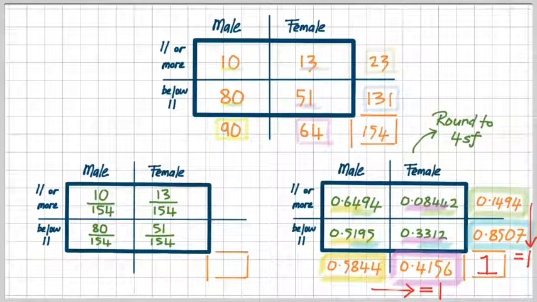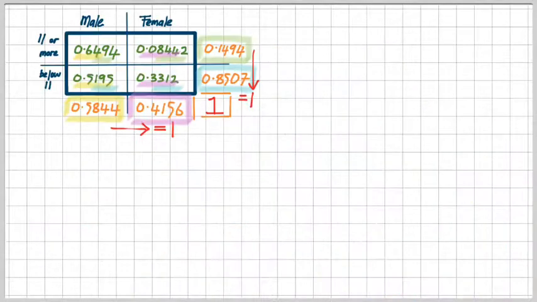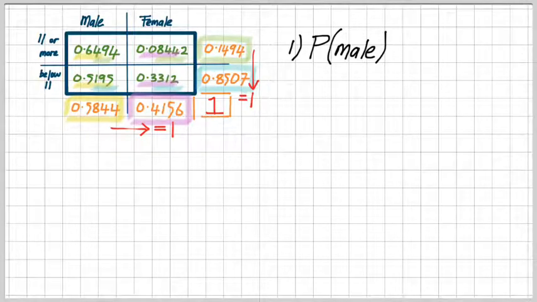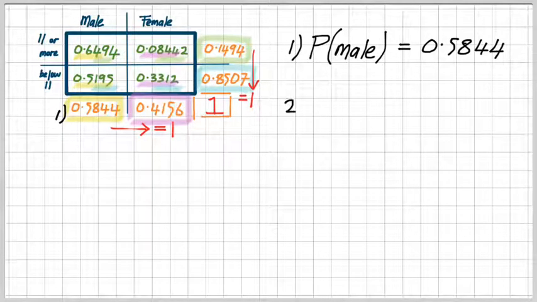So let's press on and let's calculate the probabilities. Well, no, we've already calculated the probabilities. Let's just read the table that we've created and write down the probabilities that we find. So there's our table again. Firstly, we're going to look at the probability of male. Now there we go. We're going to read that number directly off the table. So you can write that down. So the chance that a student is male is 0.5844.